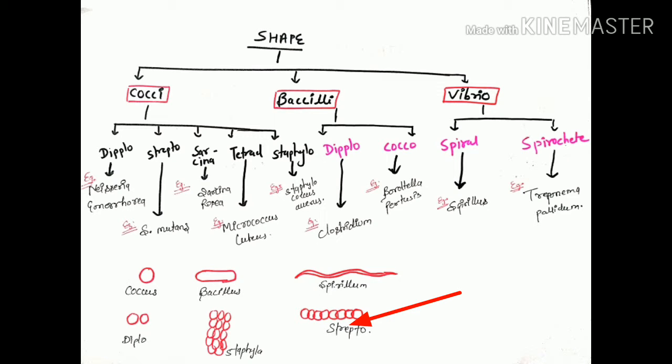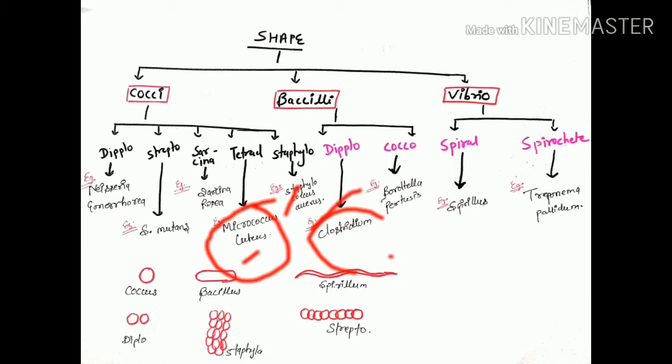Third, sarcina: the cell divides in three planes in a regular pattern, producing bunches of cocci. And tetrad divides in two planes and forms a group of four cells. And staphylococci: the cell divides in three planes in an irregular pattern, producing bunches of cocci. Okay friends, so this is about cocci, and the examples are given below the classes. For diplococcus, you can see Neisseria gonorrhoeae; streptococcus mutans; for sarcina and tetrad, Micrococcus luteus; and Staphylococcus aureus. Okay, so these are the examples.